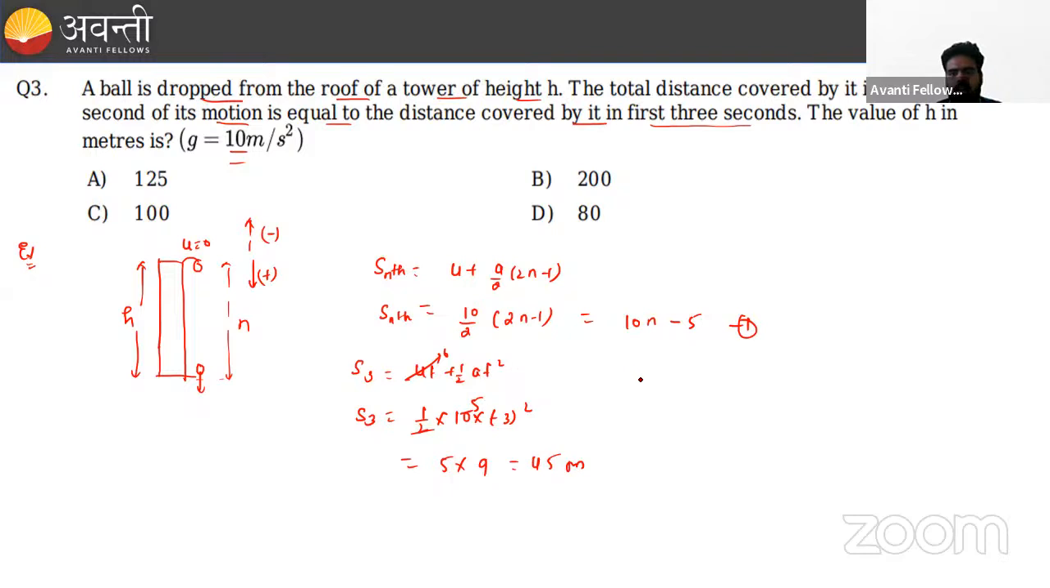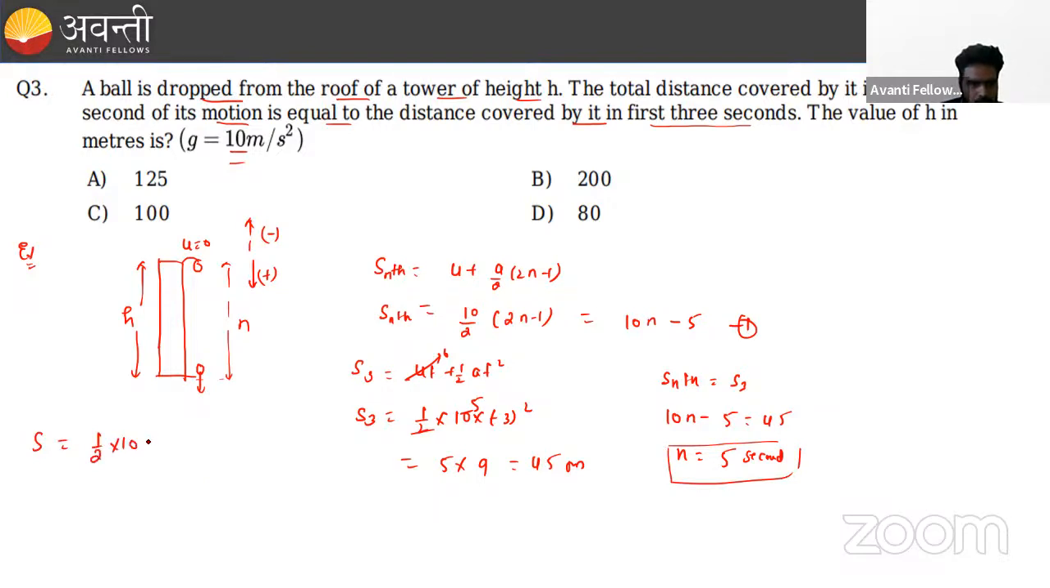And in the problem, it says that S nth must be equal to S3. So if we equate 10n minus 5 to 45, the value of n equals 5. So what is the value of height in meter? We can easily calculate the distance covered in 5 seconds. S equals ut plus half at square. This will become 5 times 5 square, that is 25, and this value will become 125 meter. We can say option A is the right answer.